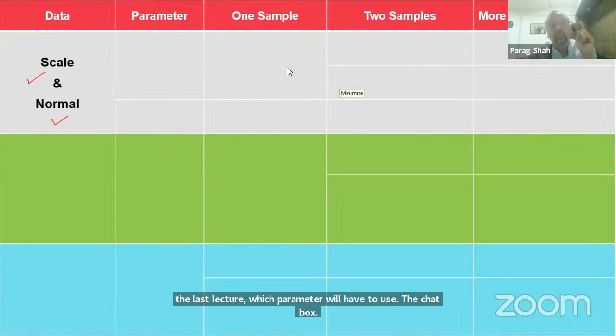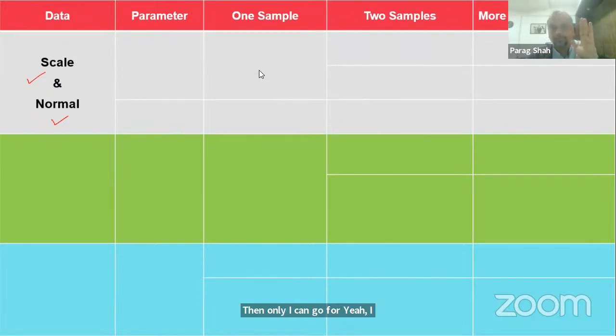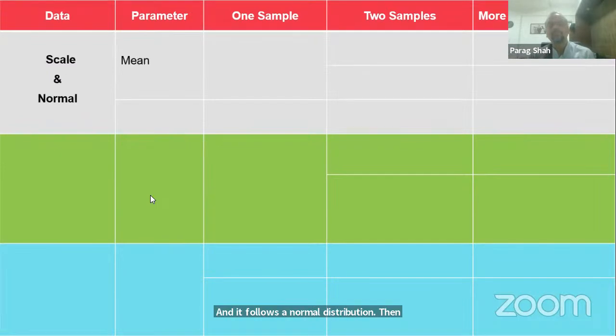Then only I can go for mean. See, I cannot go for median. Yeah, Prashant, perfect. Swapna, you are right that it's a t-test, that is okay. But point is, if your data is scale and it follows a normal distribution, then I have to go for mean.